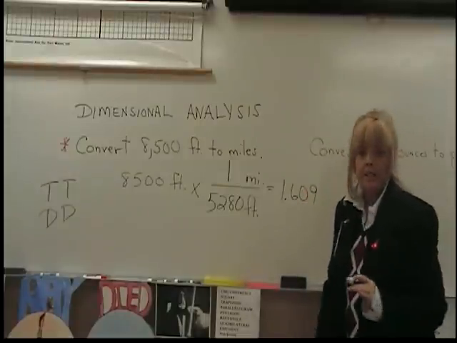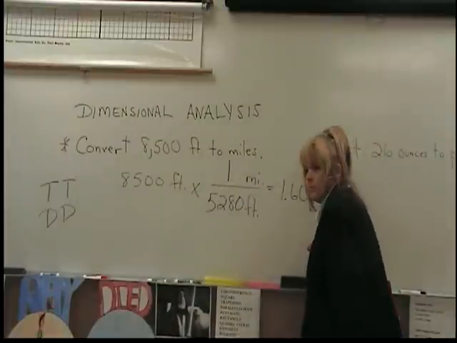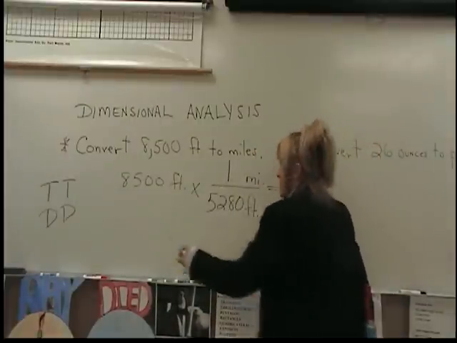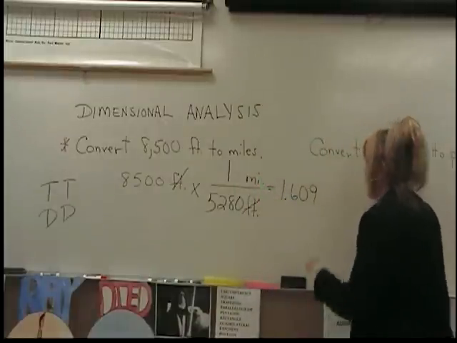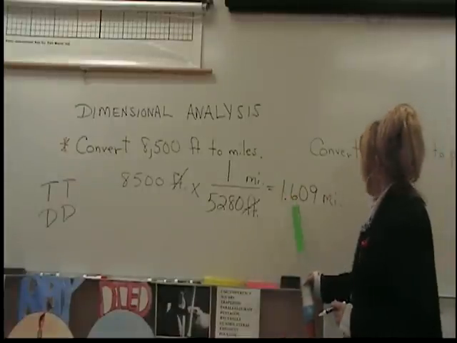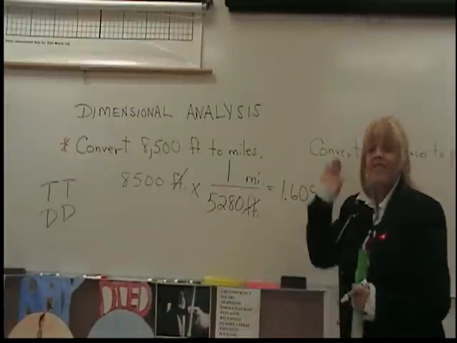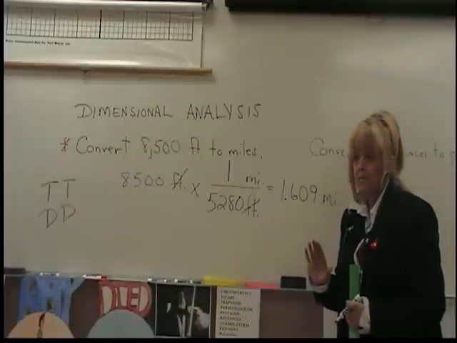Now watch this to get the label. We have a foot on the top and a foot on the bottom. Gone! They cancel each other out. The only label left is miles, and that's what we wanted. So 8,500 feet is the same as 1.609 miles. And that, my friend, is called dimensional analysis.